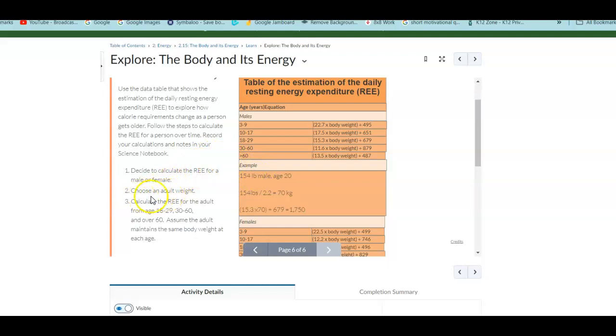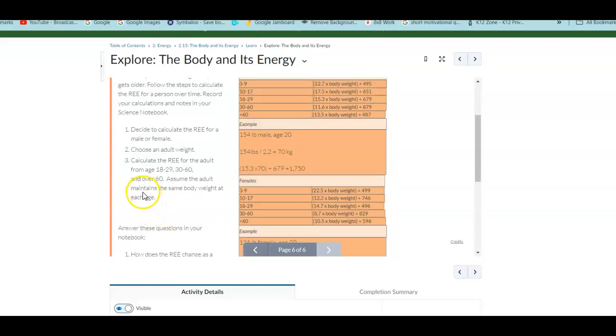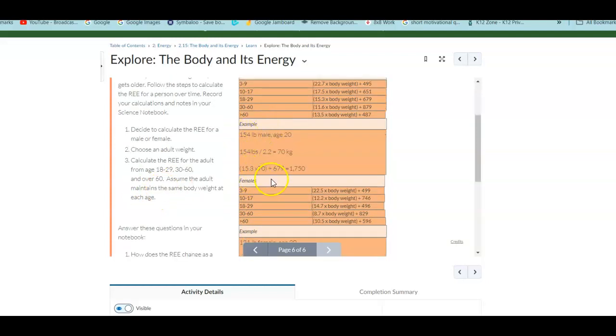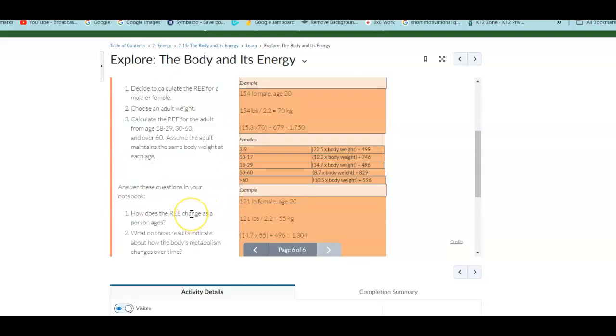Then it says choose an adult weight. So you want to pick an average weight. And it says calculate the REE for the adult. We're going to do this a couple different times, from age 18 to 29, 30 to 60, and then over 60. And assume that the adult maintains the same body weight at each age. They gave you an example here, so you're just modeling exactly what you're doing, like the example. And then you'll answer these questions.